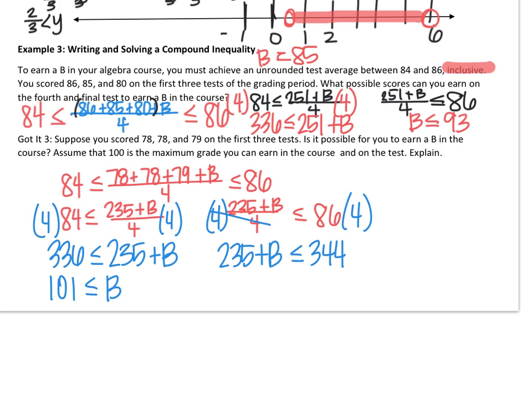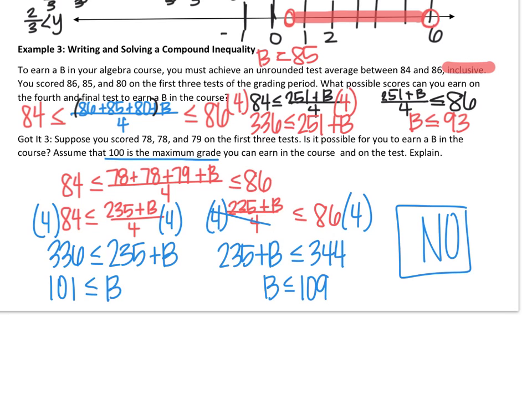Subtract 235, and it says that I'm going to have to score between a 101 and a 109 on my test to be able to have a B in the class. So the answer to that is no, because it says that 100 is the maximum grade you can make. So the answer is no, because I'd have to score above a 100 to get a B.